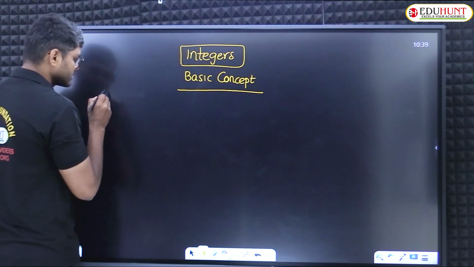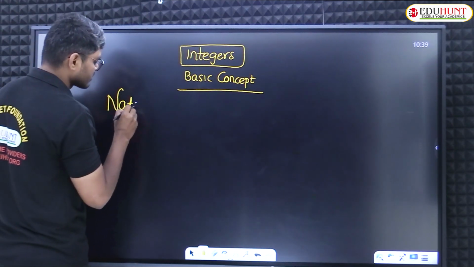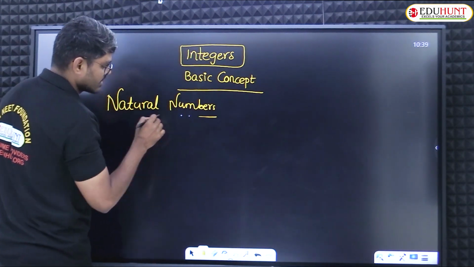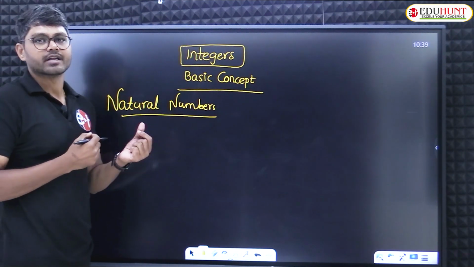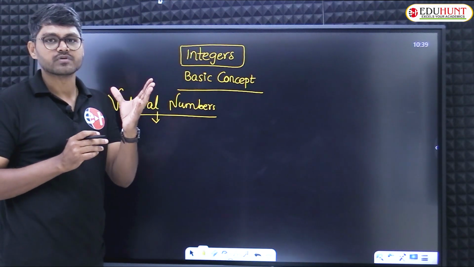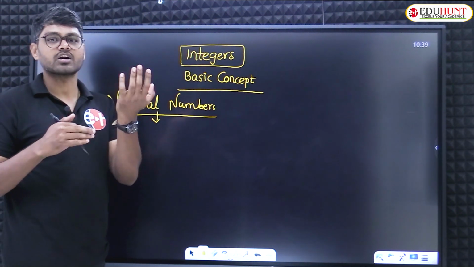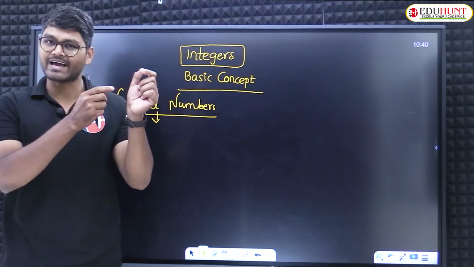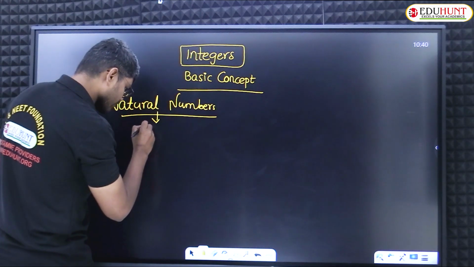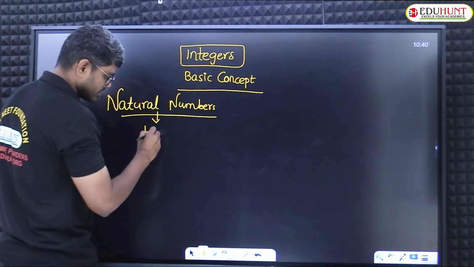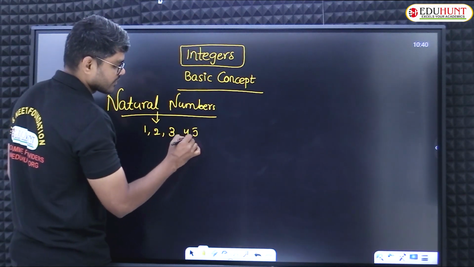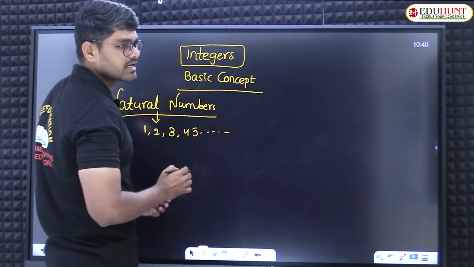What are natural numbers? Natural numbers are counting numbers. How do we count? From which number do we start counting? From 1 only. We start counting 1, 2, 3, 4, 5 and so on. So the natural numbers start from 1, 2, 3, 4, 5 and so on like this till infinite.